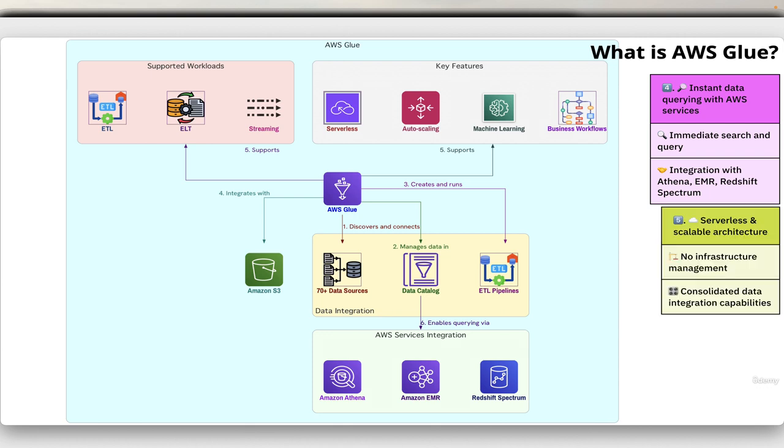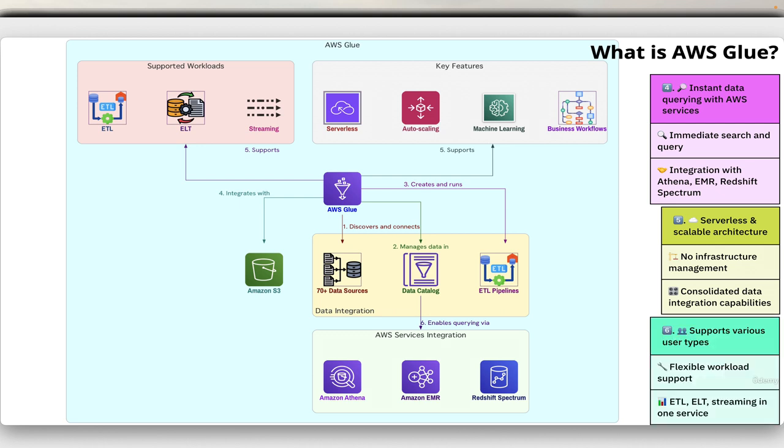So AWS Glue is a serverless service, meaning there is no infrastructure for you to manage. It consolidates major data integration capabilities into a single service, including data discovery, modern ETL, data cleansing, transforming, and centralized cataloging. AWS Glue is designed to support users across various workloads and skill levels. It offers flexible support for all workloads like ETL, ELT, and streaming in one service, making it versatile for different data processing needs.